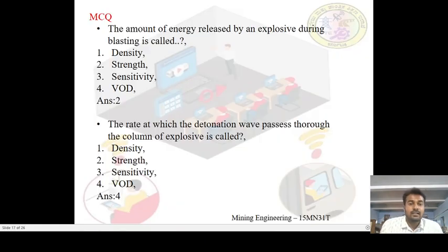Now, let's see the MCQs. The first MCQ: the amount of energy released by an explosive during blasting is called the strength of an explosive. The rate at which the detonation wave passes through the column of explosive is called velocity of detonation.